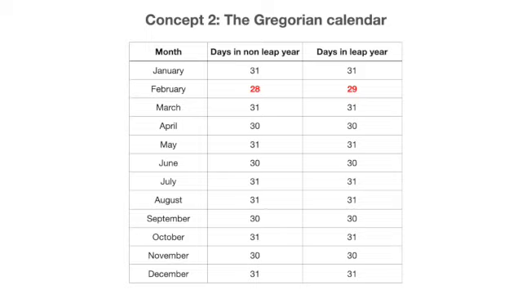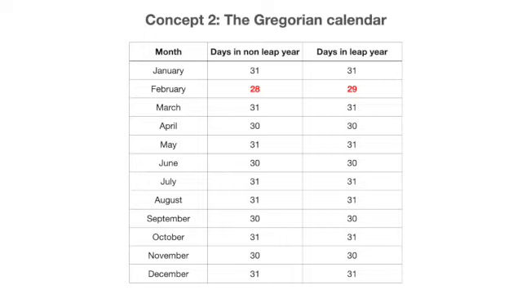Most countries in the world use what we call the Gregorian calendar, where each month, with the exception of February, has either 30 or 31 days. The month of February will have 28 days if it's not a leap year, and 29 days if we are in a leap year. How do we determine if a year is a leap year?